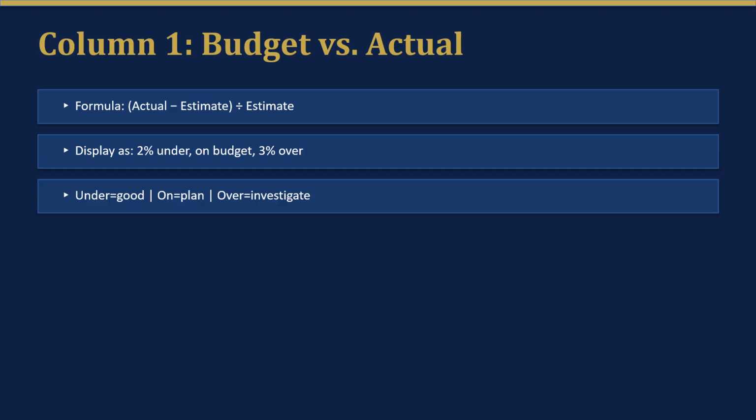But remember from Lesson 1, this number alone can fool you. A job can be on budget and still be losing money if you've only completed 28% of the work, but spent 40% of the money. That's why you need CPI to complete the picture.